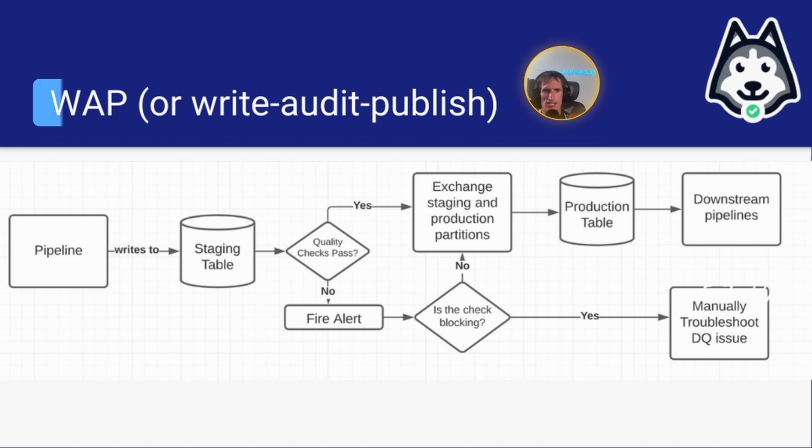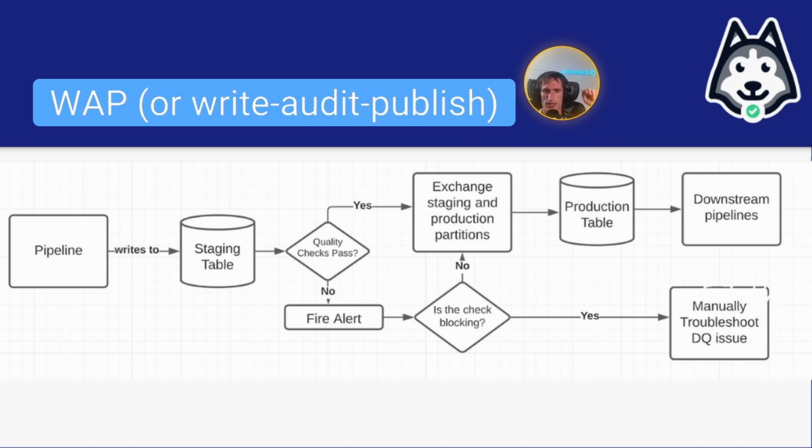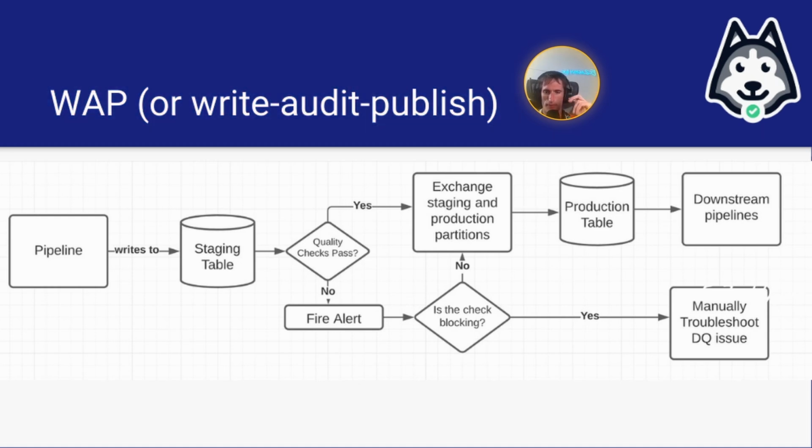WAP stands for write, audit, publish. That's what it stands for. So write means, if you look at this diagram, you have a pipeline, and it writes to a staging table. The staging table should have the same schema as the production table. Important. Then you run your quality checks. You say, okay, did they pass? If they passed, move the data from staging to production. And once it's in production, that means whatever pipelines are downstream are ready to fire.